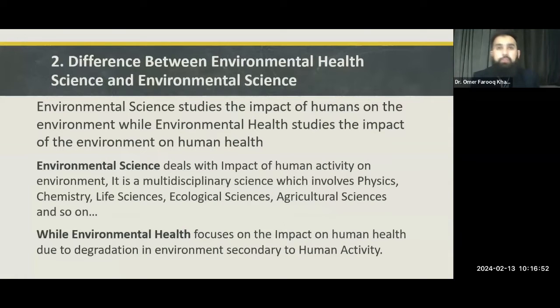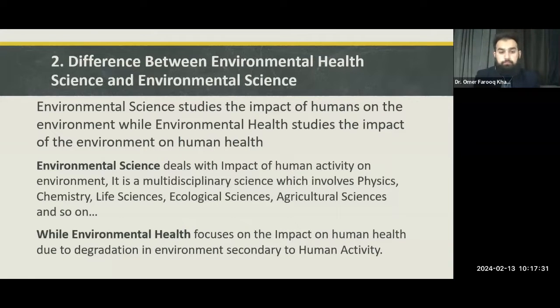Even if the environment is created by human beings themselves, whatever the effect of that newly created environment on human health will be studied in environmental health science. Environmental science deals with the impact of human activity on environment. It is a multidisciplinary science which involves physics, chemistry, life sciences, ecological sciences, agricultural sciences, and so on. So environmental sciences are also a broad thing. It's not just a single science. Any physical or life science that we study comes under the umbrella of environmental sciences.